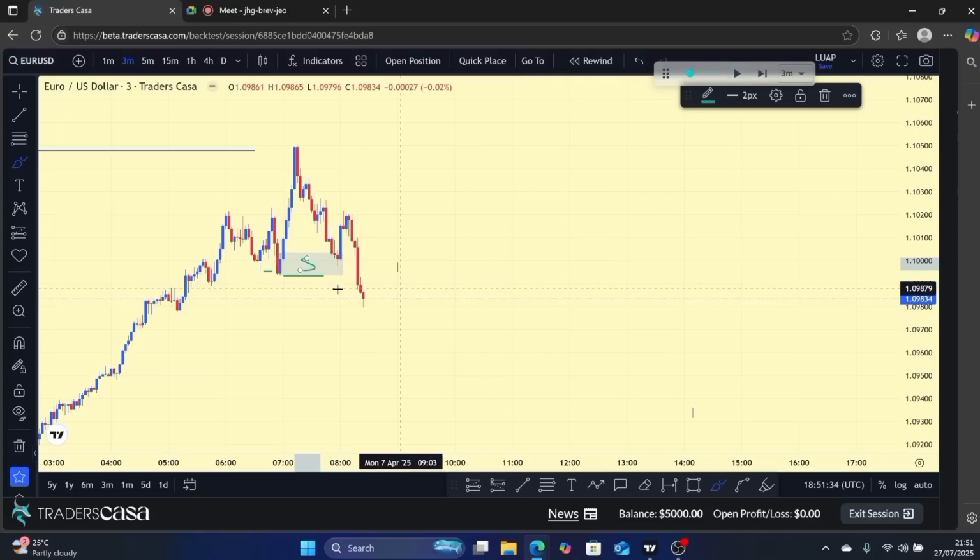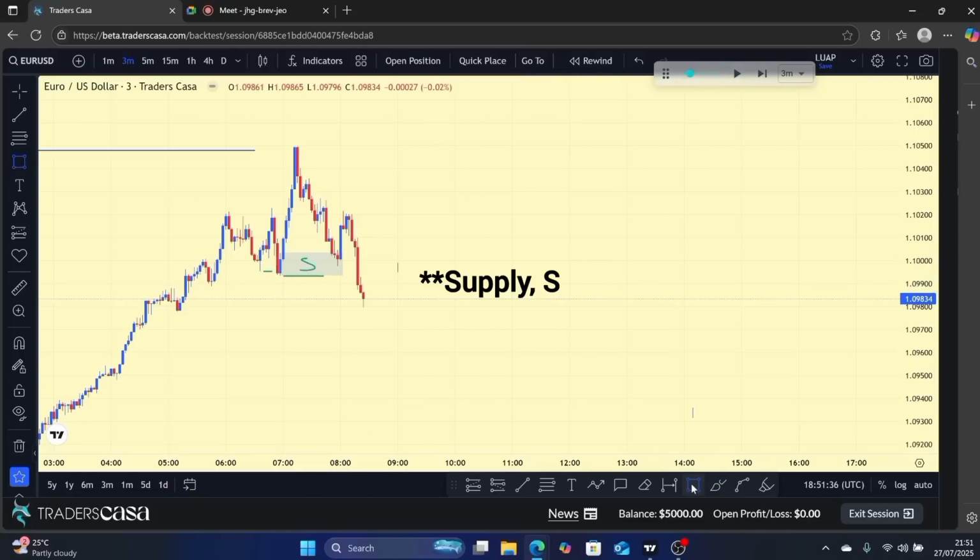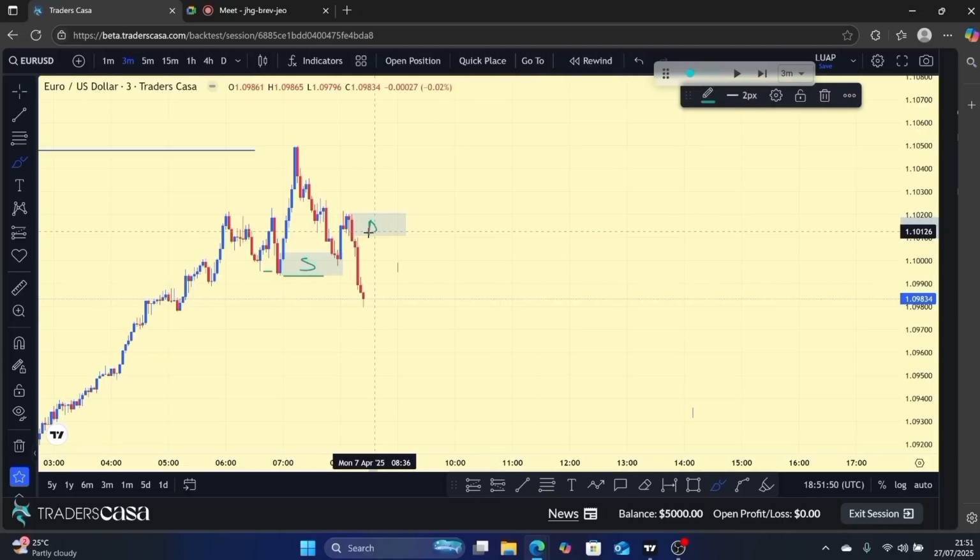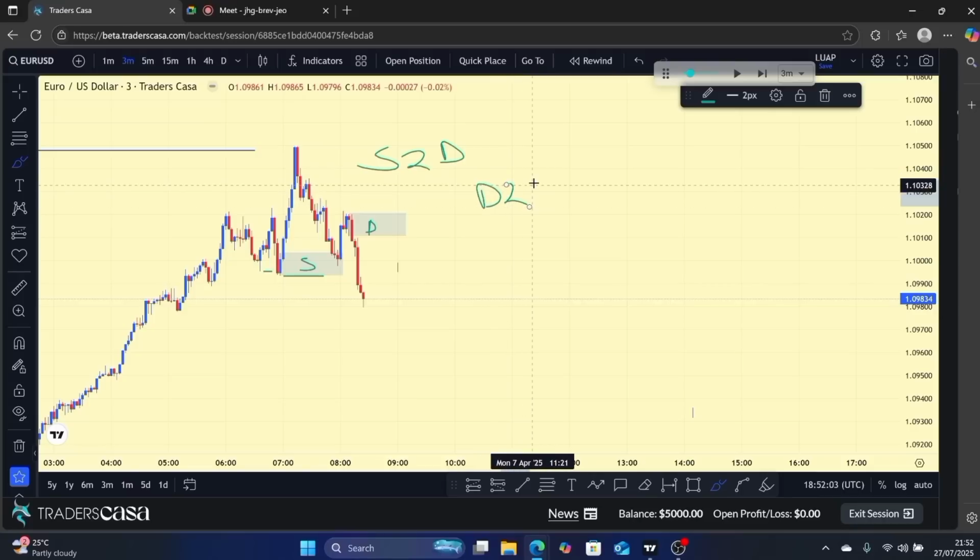You can see price made that. So where is the demand zone? The demand zone is exactly right here. So this demand zone is what we call the flip zone. So you can see supply to demand. So exactly right here, this is what I call the D. So S to D, this is what we call a flip zone, and another flip zone is of course D to S.